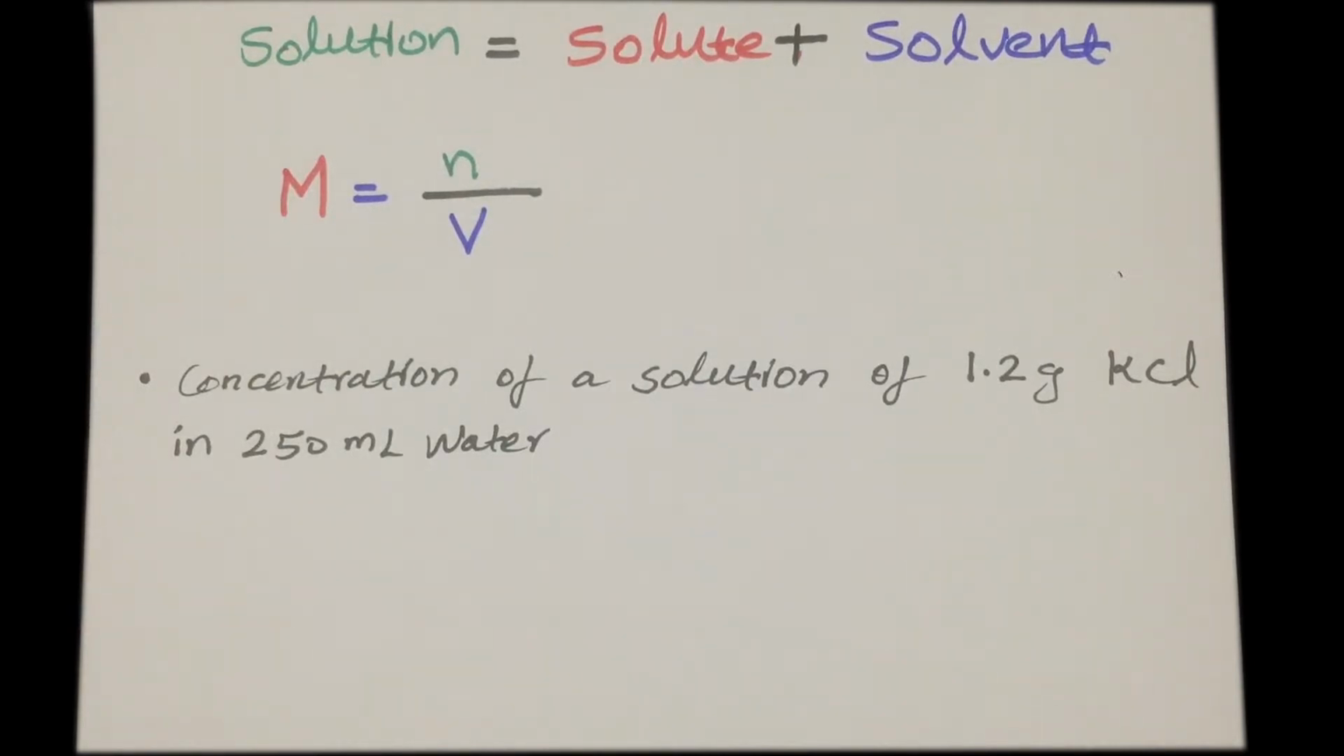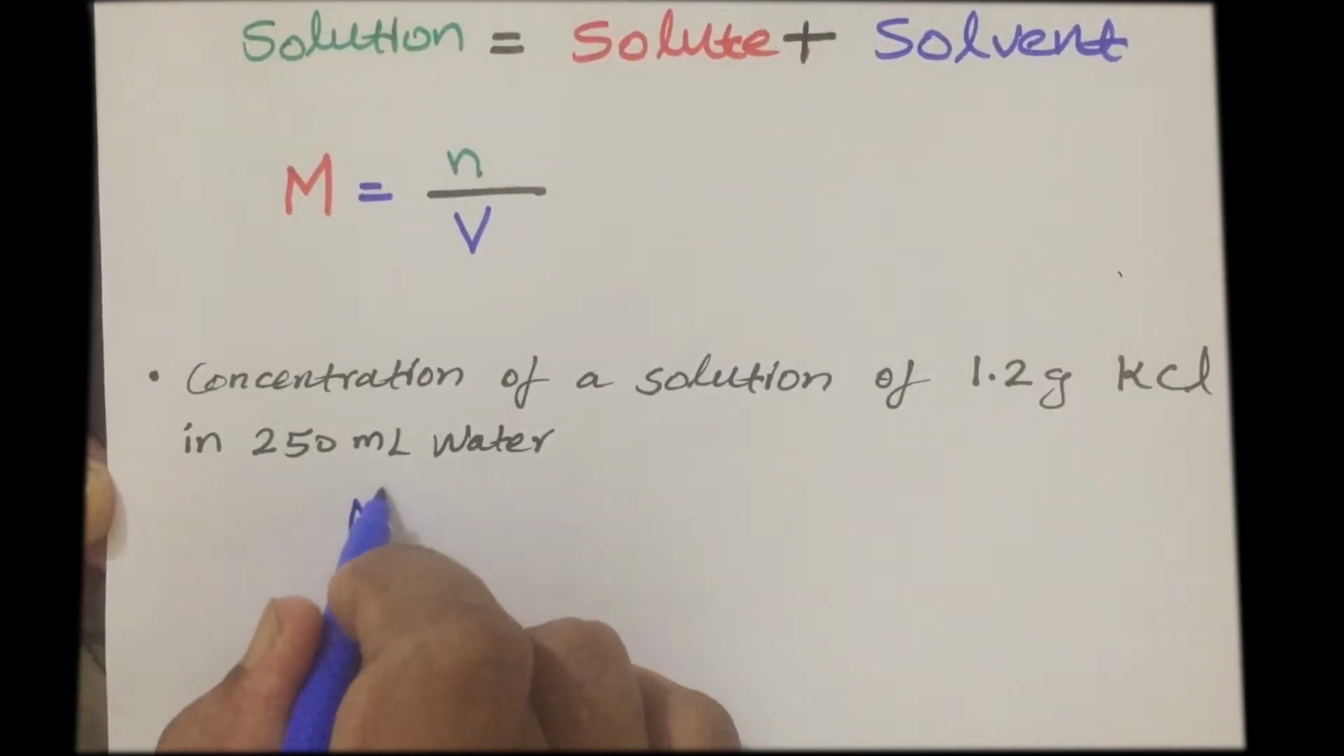There are other terms to represent concentration, that is mass percentage and ppm etc. So look at the options given in the exam. If the options are in molarity, you need to find the molarity. So here we discuss molarity. Here concentration means molarity.